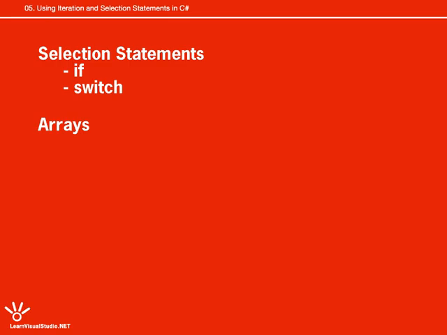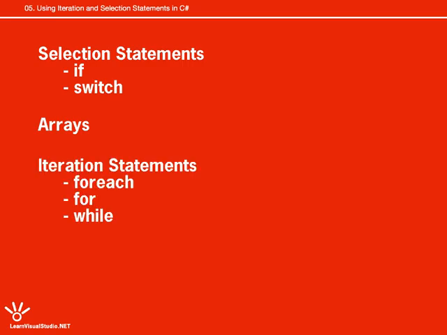And then next we're going to look at arrays that allow us to collect and manage groups of data. And we'll use that as a springboard to look at iteration statements. Now, iteration statements allow us to loop through each item in a group of data, and we can change each item in the array, or we can just evaluate it, or a number of different things depending on what we're trying to do within our application. There are three iteration statements that we're going to look at today, and those would be the foreach statement, the for statement, and the while statement.